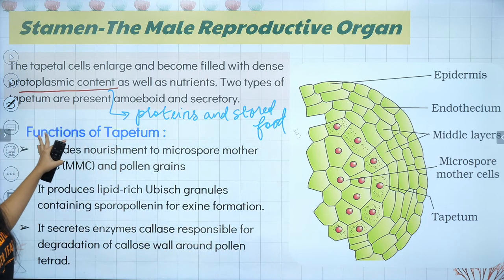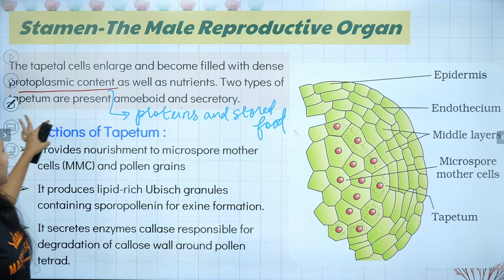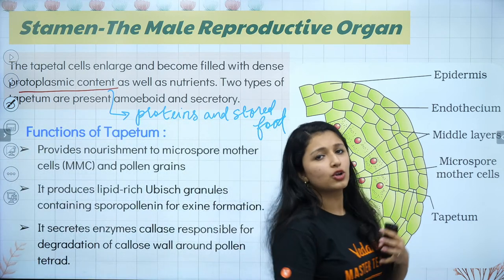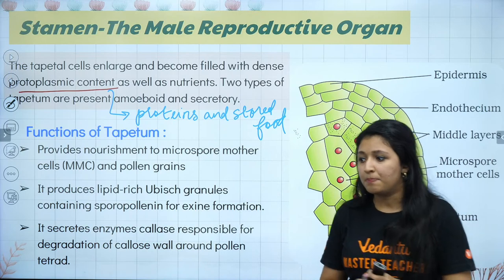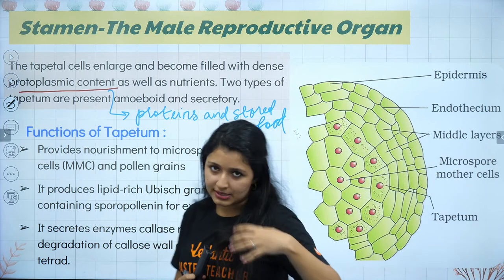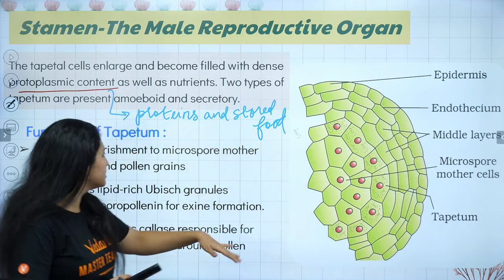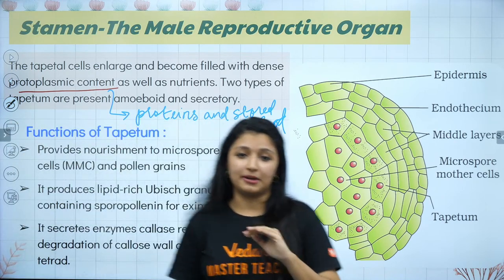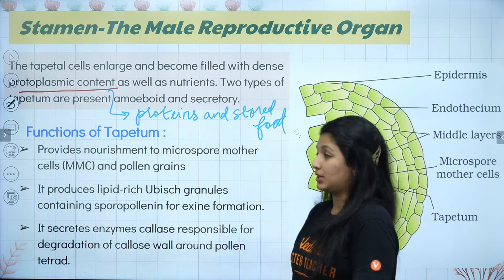Two types of tapetum are there, amoeboid and secretory. It depends. Amoeboid is because it has a large amount of, maybe, protein secretions when they secrete them out. So that depends. But anyway, that is too much detail. You don't have to go into it. Functions of tapetum, this is something you have to understand.